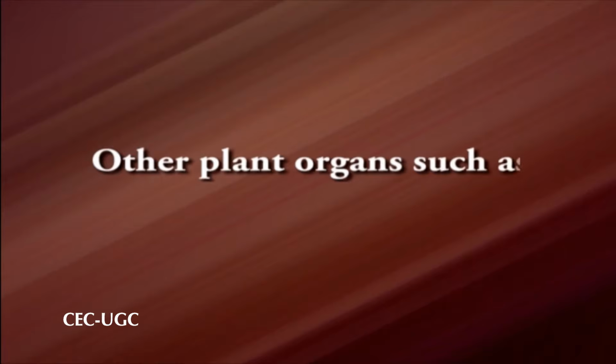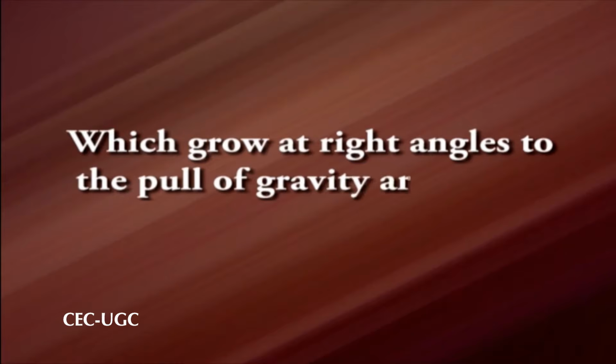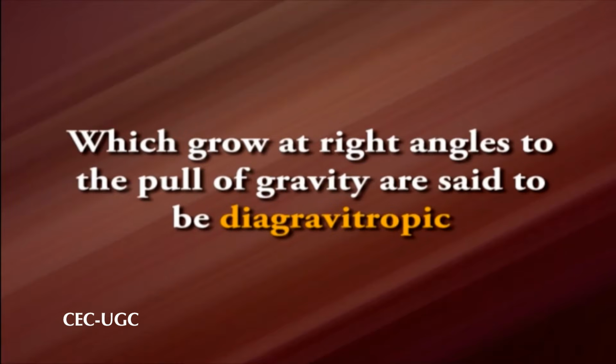Other plant organs such as stolons and rhizomes, which grow at right angles to the pull of gravity, are referred to as diagravitropic. Plant organs such as lateral stems and lateral shoots, which are usually oriented at some intermediate angle between 0 degree and 90 degree to the vertical, are said to be plagiogravitropic. The differential response of stem tip and the root tip to the same gravitational force is due to their different innate structural and functional potentials. The mechanism of gravitropism has been ascribed to the different concentration of auxins.